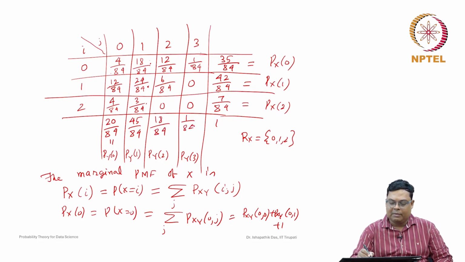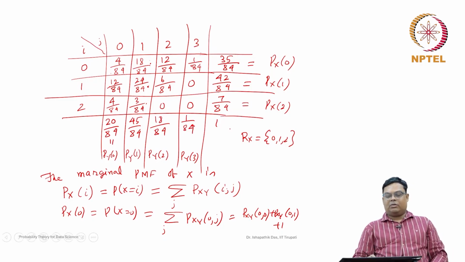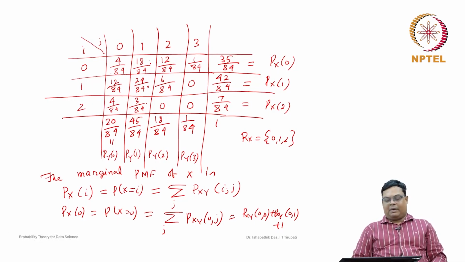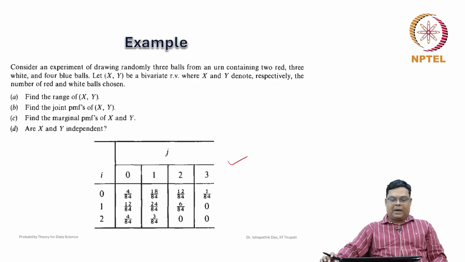If you take the sum and it is correct, then it should be equal to 1. In this way we can find the marginal probability mass function of Y, and here you can find the marginal probability mass function of X. So the question was to find the marginal probability mass functions of X and Y, and we have found that.